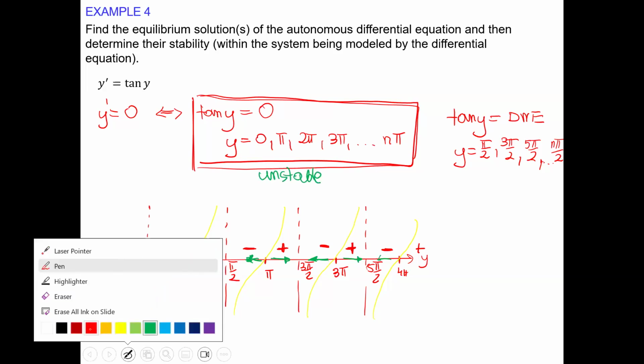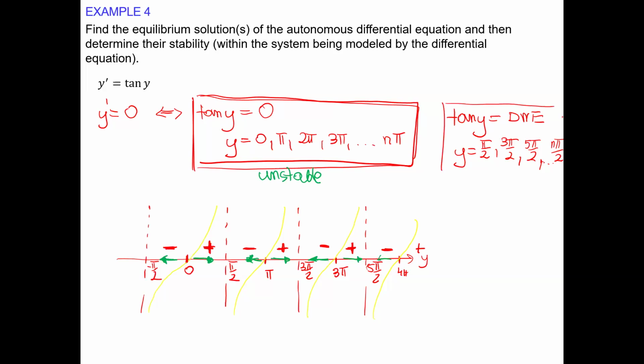Okay. Also, at these points, slope is undefined. If the slope is undefined, I mean the derivative is undefined, then the slope is actually vertical. Remember, if the slope is undefined, the slope is actually vertical. That's an interesting situation.